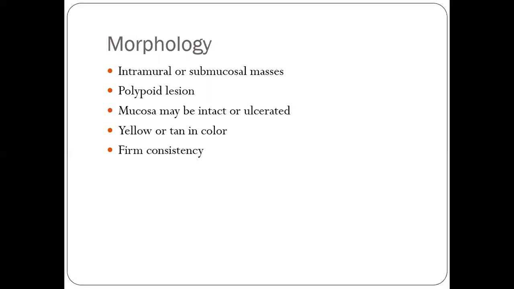Gross and microscopy of carcinoid tumors. These tumors form submucosal masses, or they may be intramural, or sometimes they may produce a polypoidal mass. The mucosa over the carcinoid tumor may be intact or there may be ulceration, and the color of carcinoid tumor is yellow or tan, and they are firm in consistency.